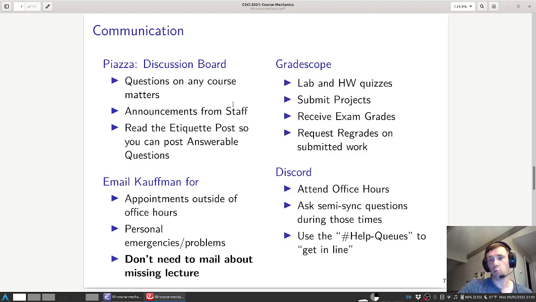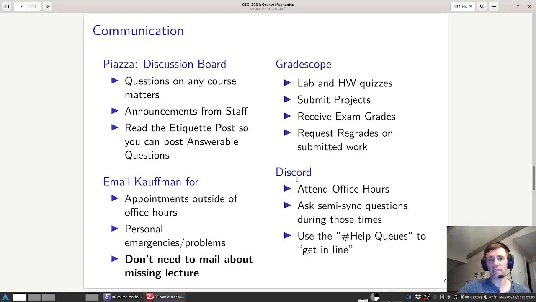If you want to report something you feel was graded wrong, there'll be opportunities for that on Gradescope, where you submit assignments. So too, there'll be a spot to request regrades on projects and exam gradings. If you're going to go online for office hours, then that'll be via Discord. And certainly there'll be in-person communication during in-person office hours as well.